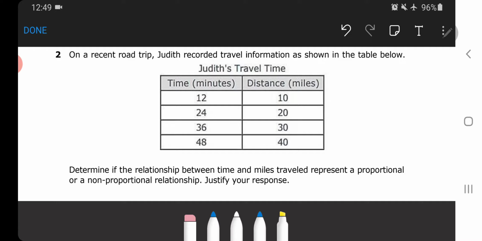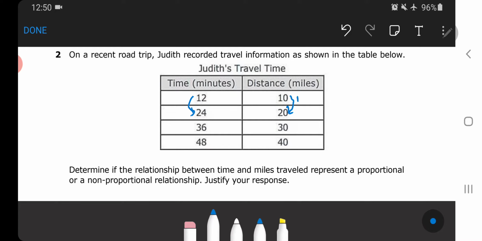I'm going to give you two. We could find the equation, and that is one route to go. I am going to do that, but I'm going to do it with the calculator. But I'm also going to show you that if the constant of proportionality is the same, we know it's proportional. What I mean by that is we take our change in y over our change in x.